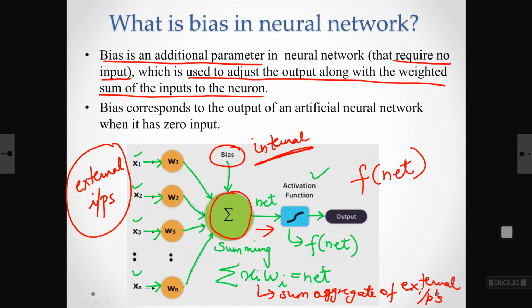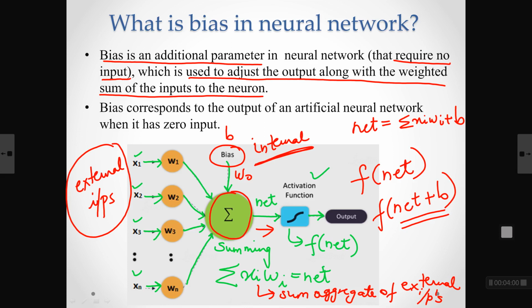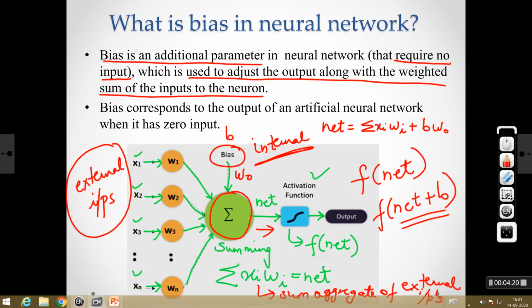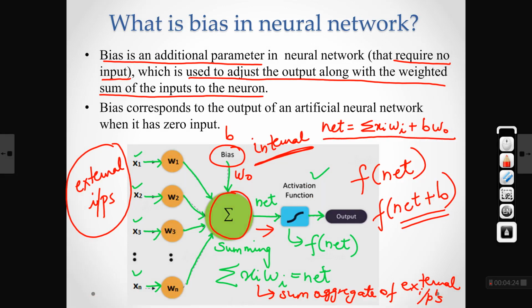Initially your output was only f of net, but now the output will take net plus b. Although I am calling it net plus b now, later on whenever we calculate net, the term will already be included. It will become summation of xi wi plus the bias term. Also, this bias can be assigned a weight. If the bias is b, I can assign a weight w0 for the bias, so my new net will be the summation of xi wi plus b times the weight w0.